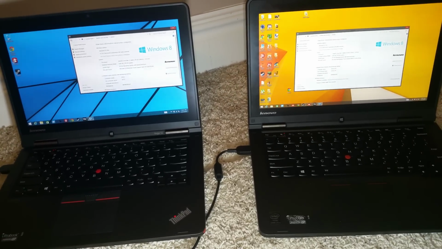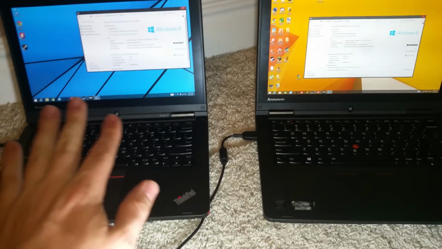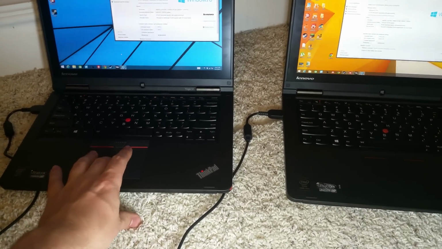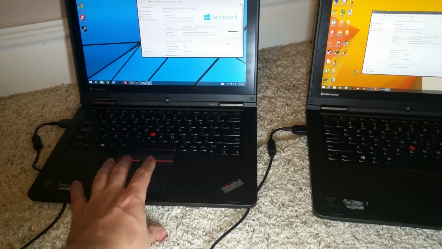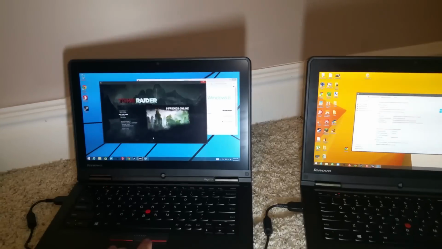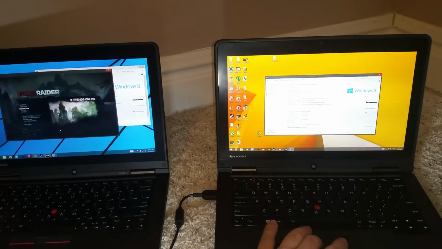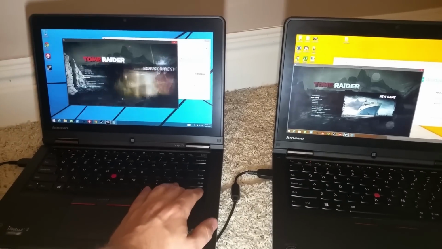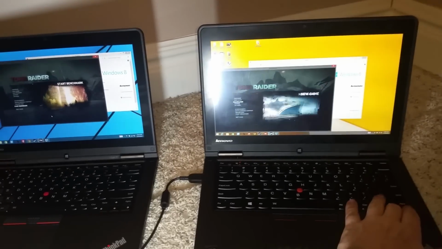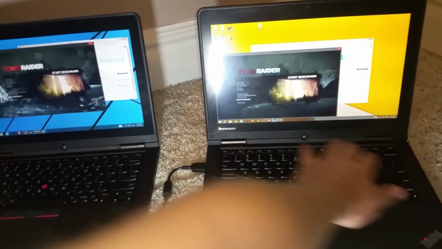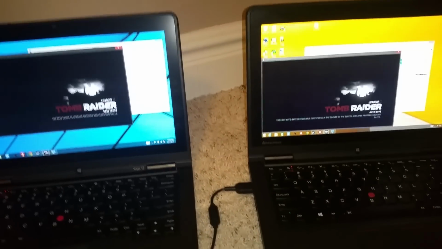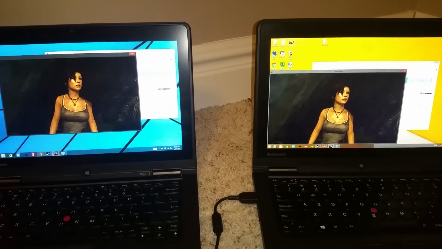But what I really wanted to test was the new graphics capabilities of the Broadwell chip versus the Haswell chip. And in order to do that, I've loaded up kind of baseline newer game graphics at 720p on both of these machines. And we're going to go ahead and start the benchmark of these machines. And we're going to do them at the same time. They're both set to 720p, the exact same settings.